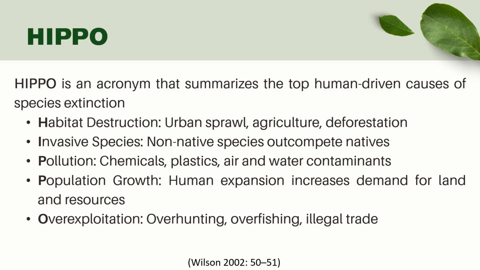HIPPO is an acronym that summarizes modern extinction drivers. It stands for habitat loss, invasives, pollution, population, as it relates to humans, and overexploitation. Each is visible in Florida. We have coastal development, which is habitat loss. We have lionfish and Burmese python, which are invasive species. There's nutrient-driven algae blooms, which are pollution. There's rapid growth in tourism, which is population increase. And we have overharvesting of plants such as longleaf pine.